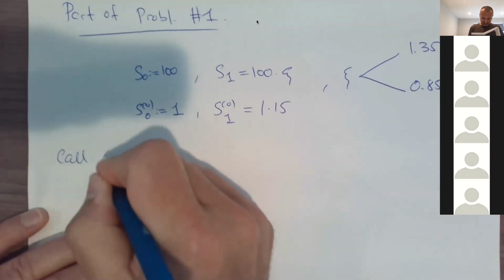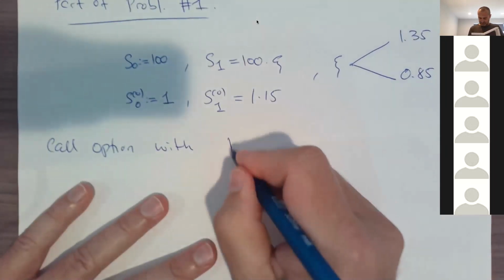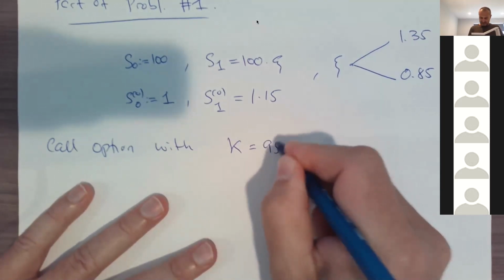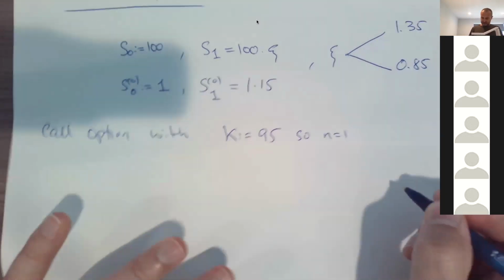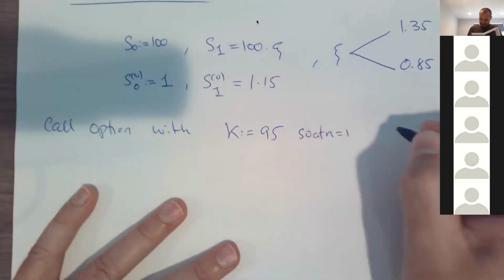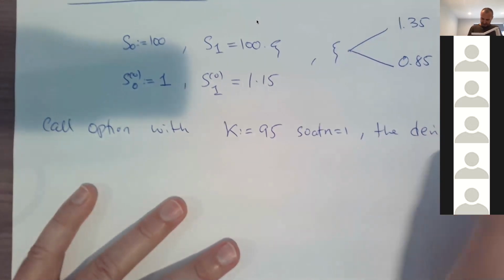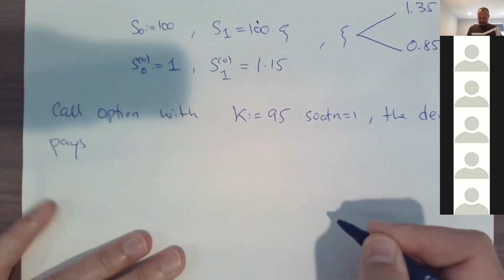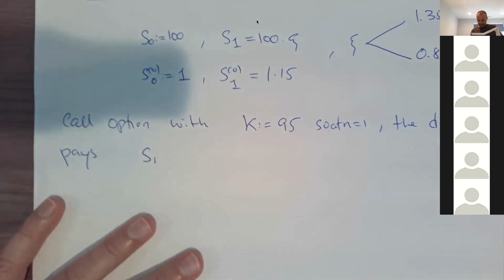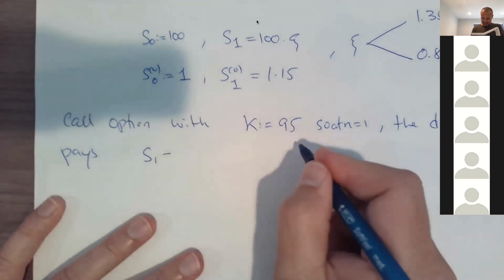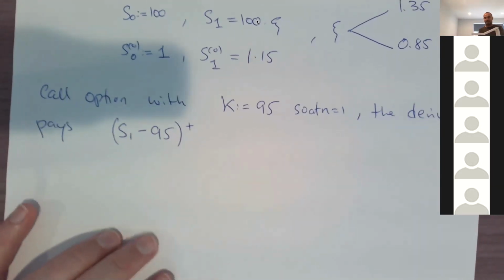So a call option with strike 95. This means that at the end, at time 1, the derivative pays normally S1 minus 95, positive part. Okay, that's the deal.